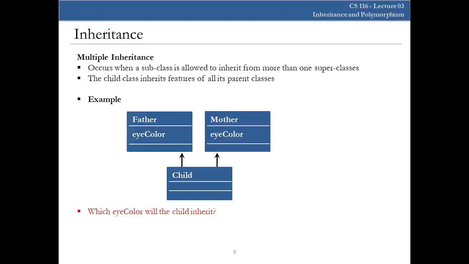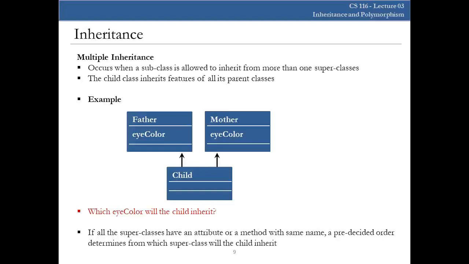Now the programming languages that support multiple inheritance must provide some way to decide which eye color this child will inherit. Like they all define a pre-decided order which determines inheritance of such a child which is inheriting from more than one parent. Therefore this feature is usually discouraged in some programming languages. Like Java doesn't support multiple inheritance, but Python and C++ do.